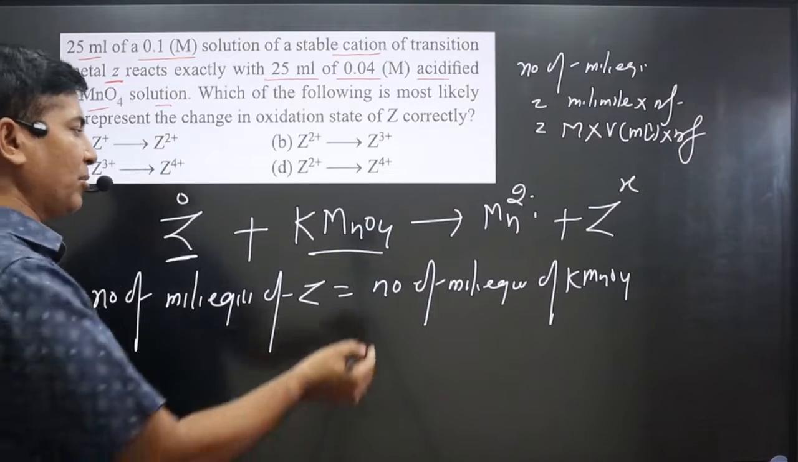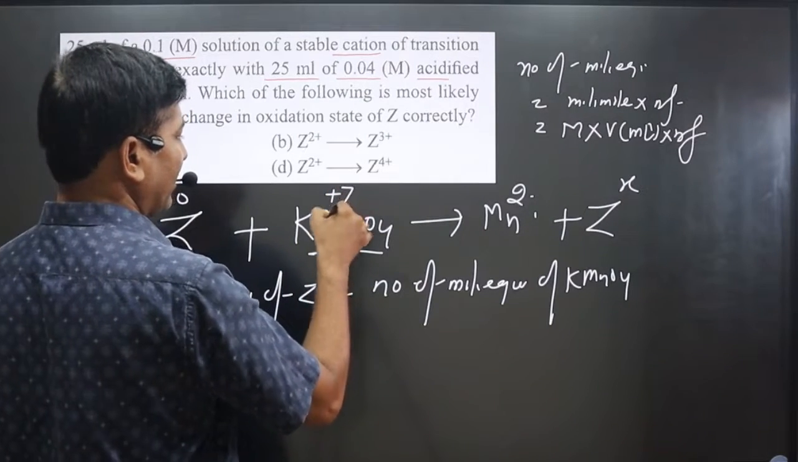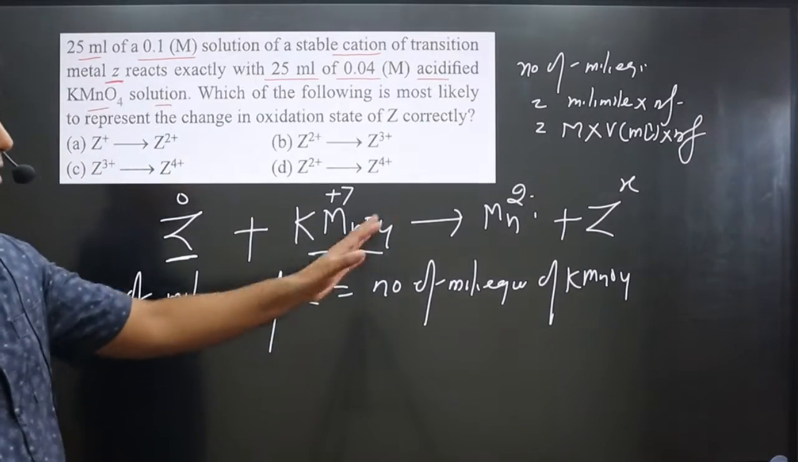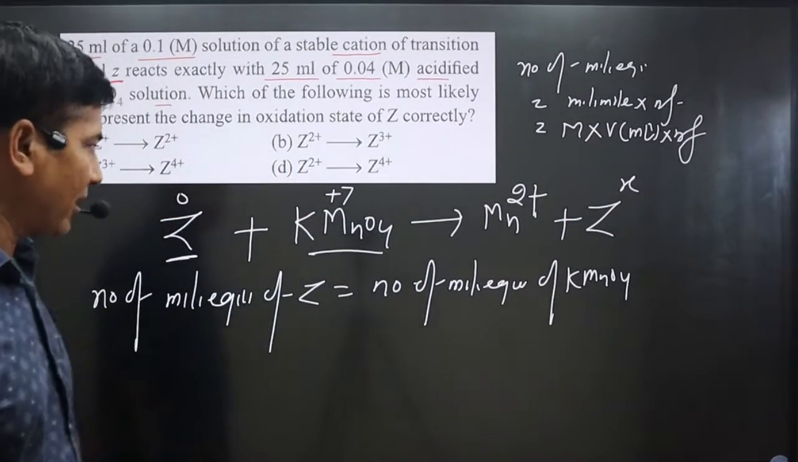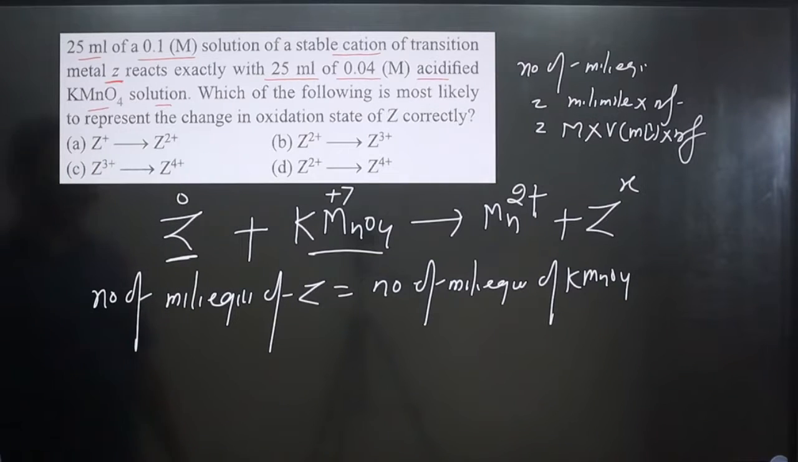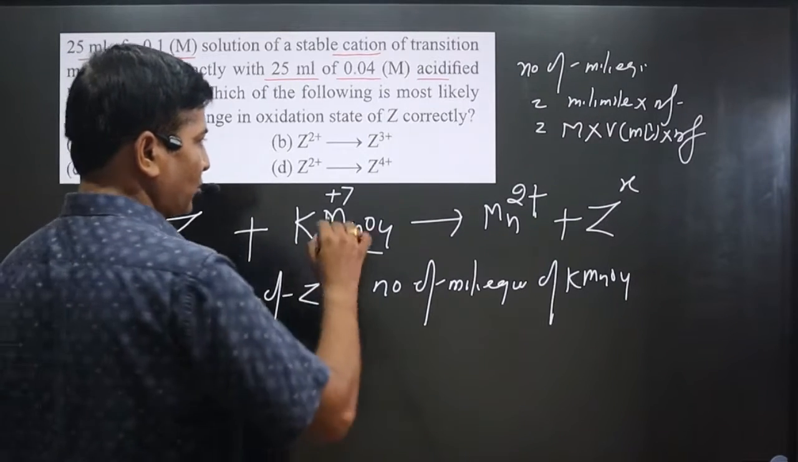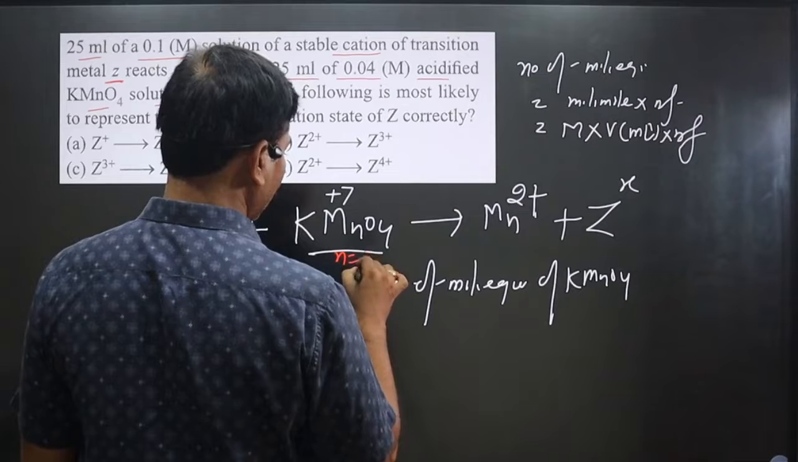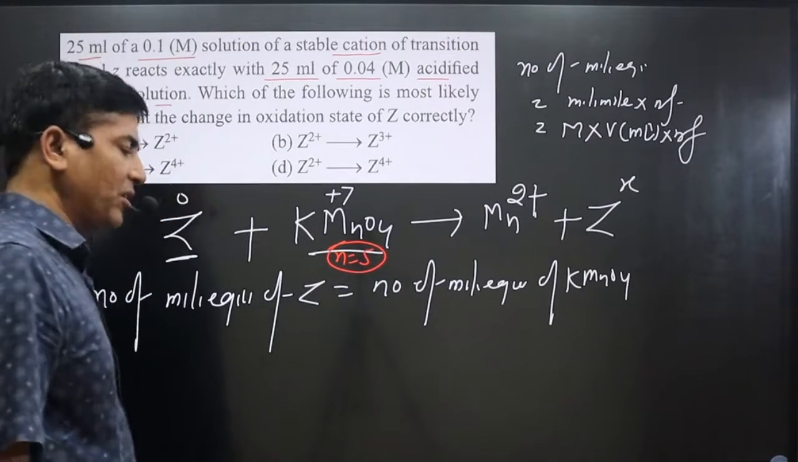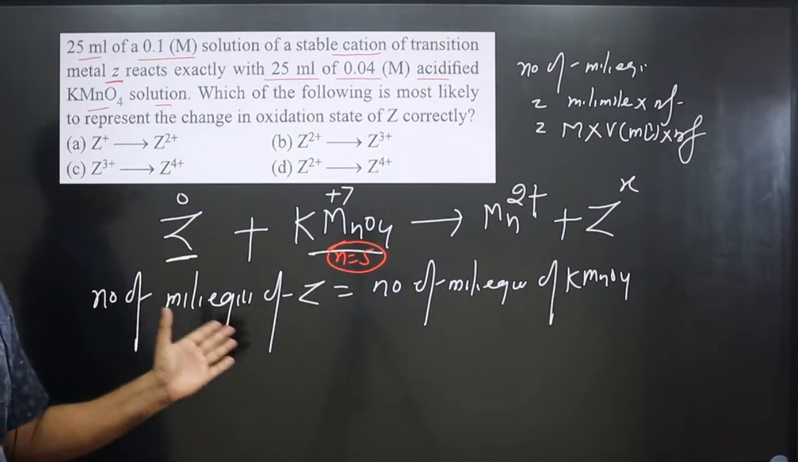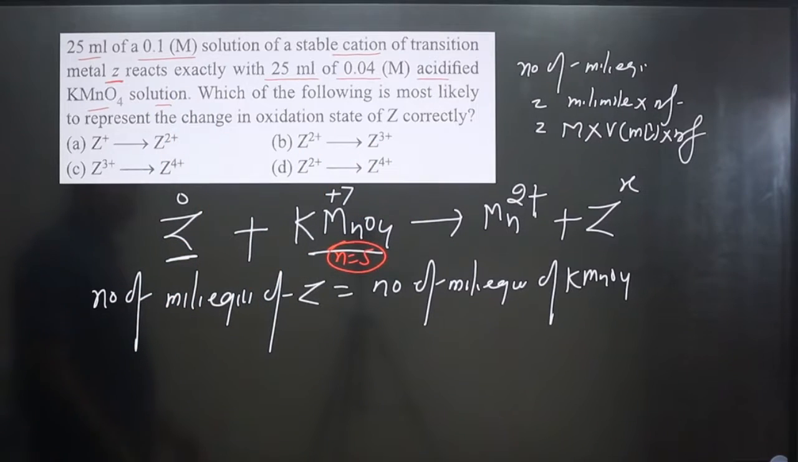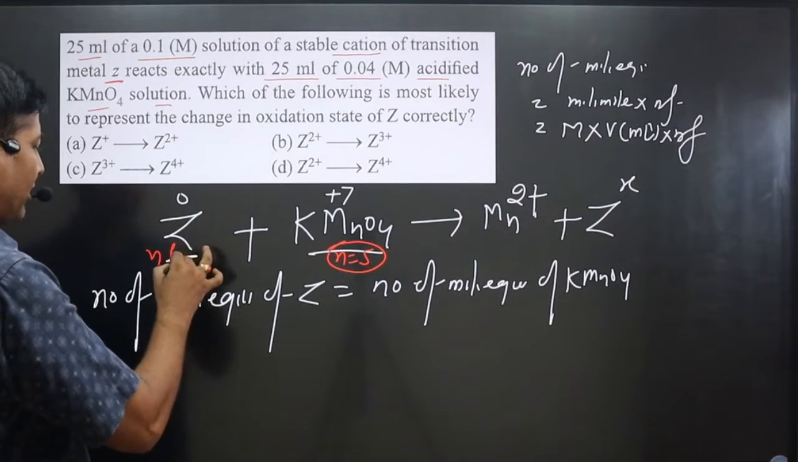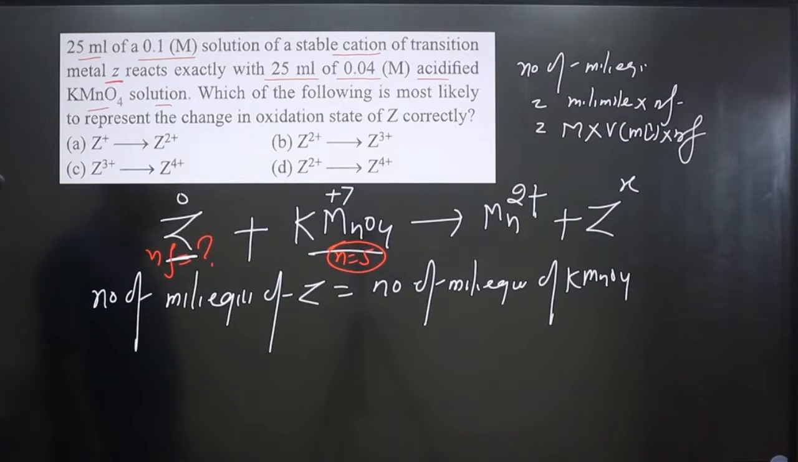Write down the oxidation numbers. For KMnO4, potassium is plus 1, and Mn is plus 7. On the other side, Mn2+ is there. Find the difference in oxidation number, which gives us the n factor value. 7 minus 2 is equal to 5. The n factor value for KMnO4 is 5. For Z we cannot calculate it because the oxidation number is unknown. So the n factor we can calculate for this substance.